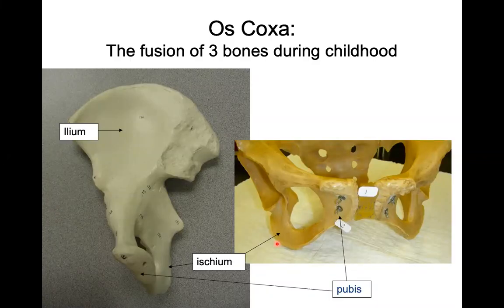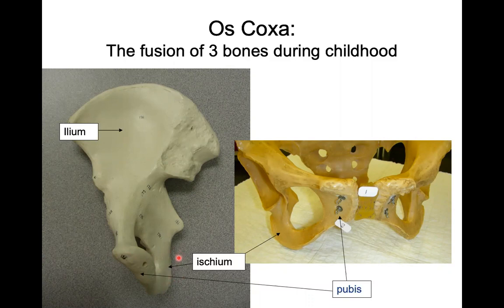Continuing with your lower limb bones, we start with a bone called the os coxa, or your pelvic bone. This is actually 3 separate bones that are fused together during childhood to form one large bone, but you still can identify the 3 bones as being ilium, pubis, and ischium.